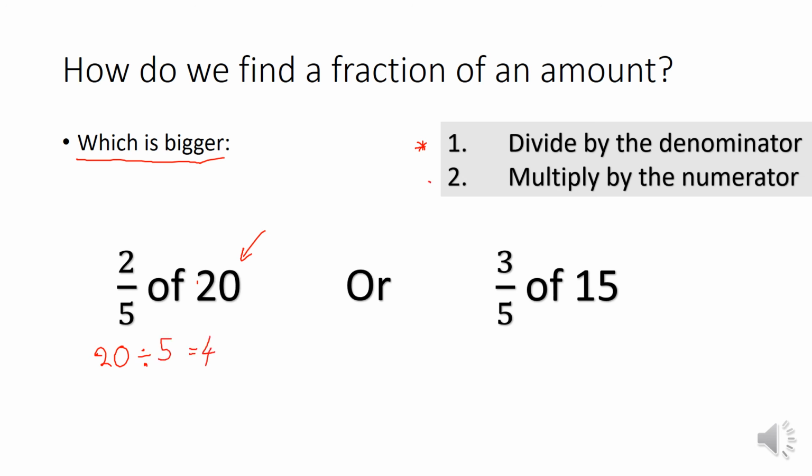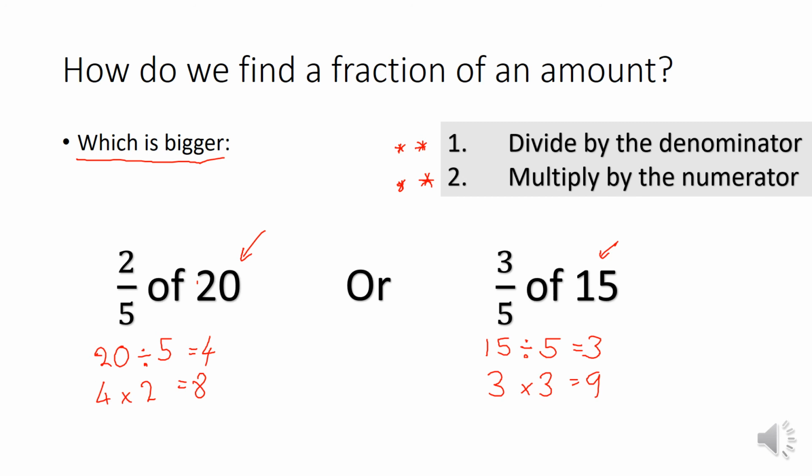And then we multiply by the numerator. So we do 4 times 2, which gives us 8. So we've done our 2 steps, we've worked out our answer. That is 8. So now we'll do it with this one over here. Again, we're going to divide by the denominator. So we've got 15. Our denominator is 5, so we divide by 5, which gives us 3. And then we need to multiply by the numerator. So we're going to do 3 times 3, because our numerator is 3, which gives us 9.